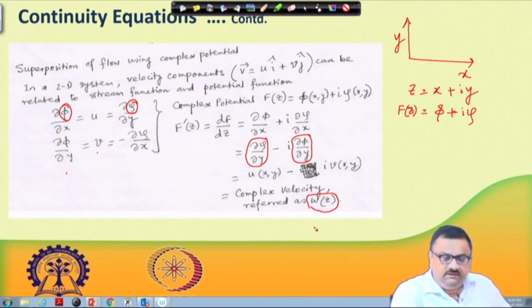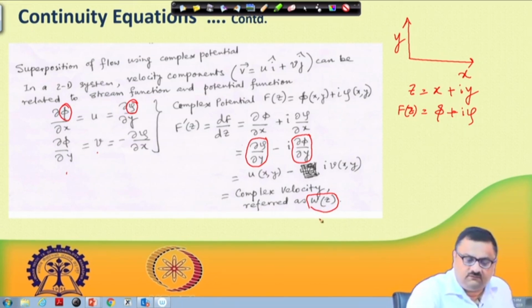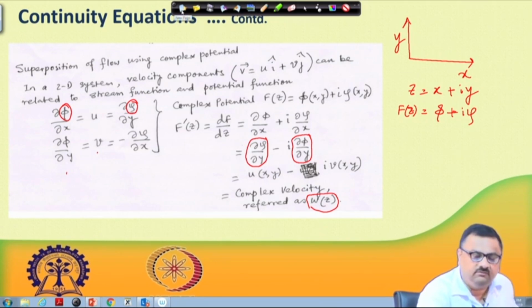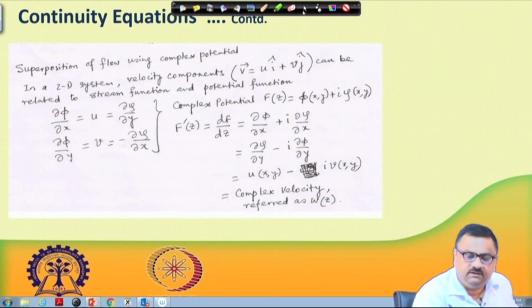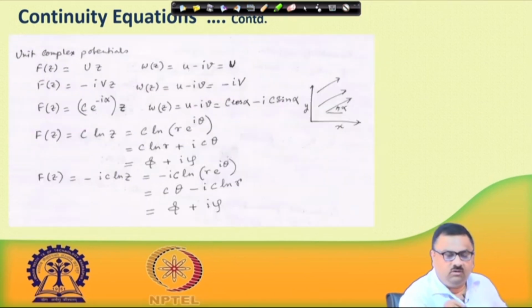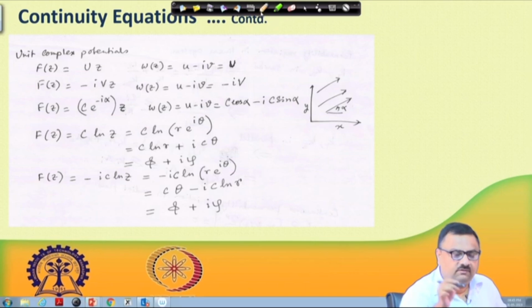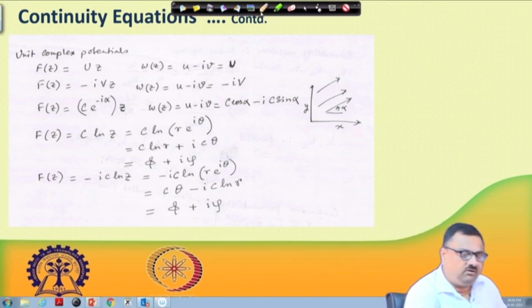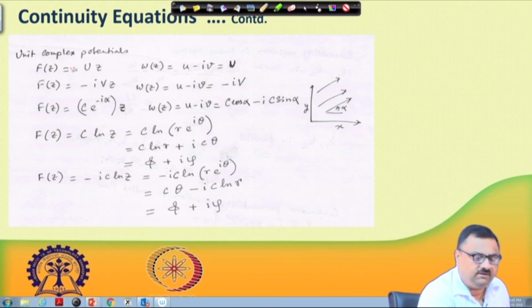Now, with this understanding of complex potential, we are going to look at some elemental flows. What are these elemental flows? Let us say we work with some unit complex potentials. Let us take some examples.